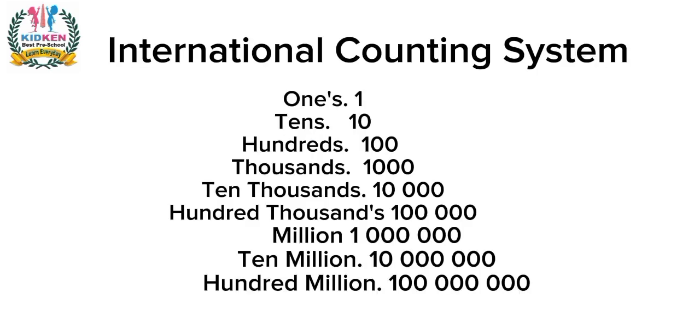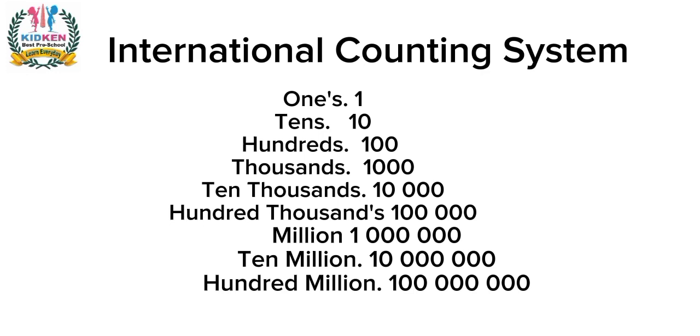One digit is ones, two digits are tens, three digits are hundreds, four digits are thousands, five digits are 10,000s, six digits are hundred thousands, seven digits are millions, eight digits are 10 millions, nine digits are 100 millions. So this is the basic international counting system, which is important to remember to understand these questions.